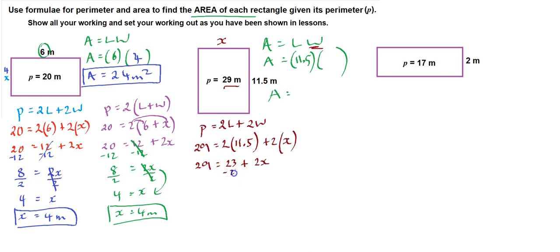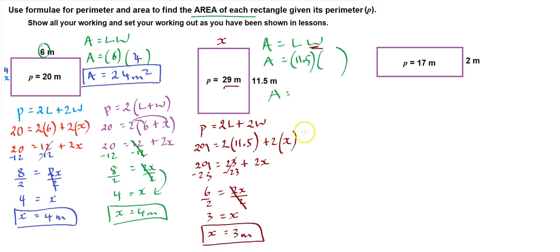We cancel out the 23 by doing the inverse. Got to do it to both sides. We're left with 2x, and that is 29 minus 23 is 6. Divide by 2 on both sides to cancel out that multiplying by 2. We're left with x. 6 divided by 2 is 3, so we now know that x equals 3 meters.